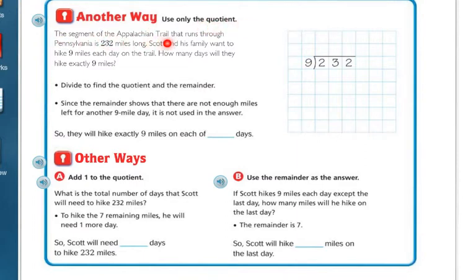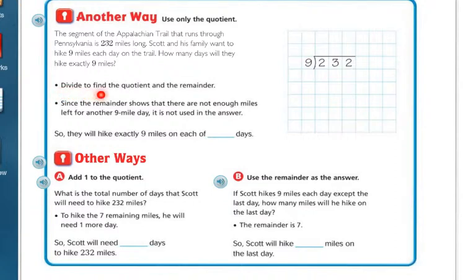The segment of the Appalachian Trail that runs through Pennsylvania is 232 miles long. Scott and his family want to hike 9 miles each day on the trail. How many days will they hike exactly 9 miles? So that means if we have any remainder, we're not going to need it because they just want exactly 9 miles. They don't want a remainder.